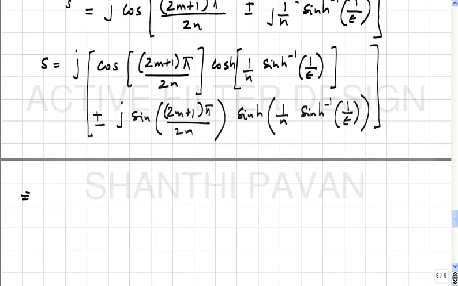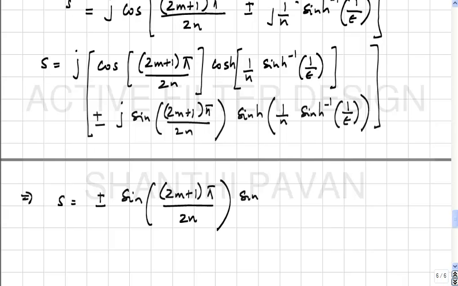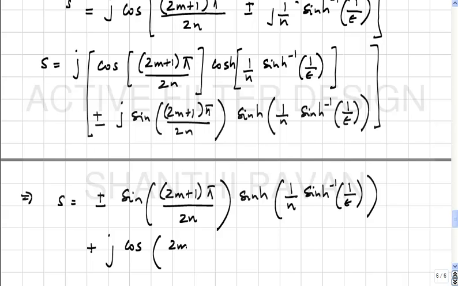Which means the roots are plus minus sin of 2m plus 1 pi by 2n sin hyperbolic of 1 by n sin hyperbolic inverse of 1 by epsilon, plus j cosine of 2m plus 1 pi by 2n cosine hyperbolic of 1 by n sin hyperbolic inverse of 1 by epsilon.